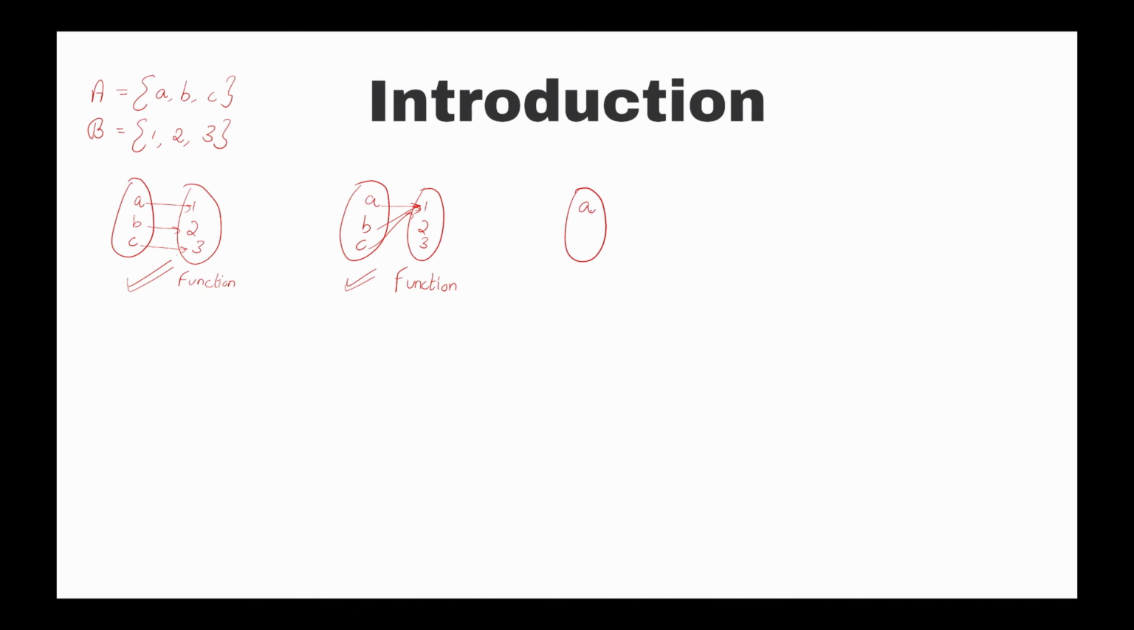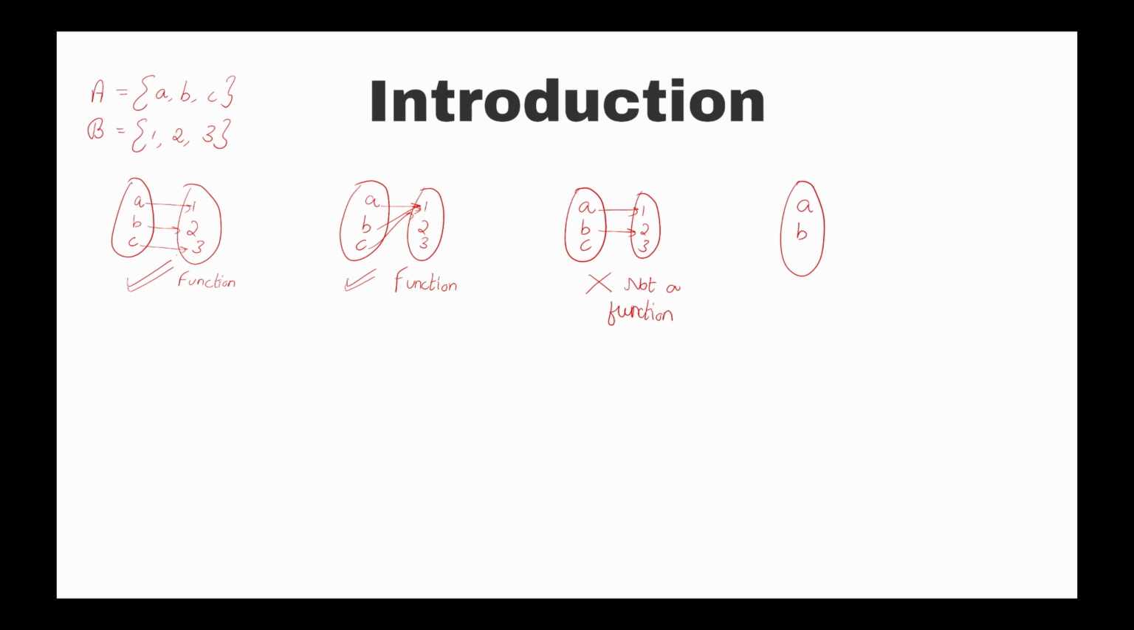Now let's say if I have a, b, c. Let's say a goes to 1, b goes to 2. That's all. c is not mapped at all. Then this cannot be considered a function. Not a function. Each and every element should be mapped to elements of B.